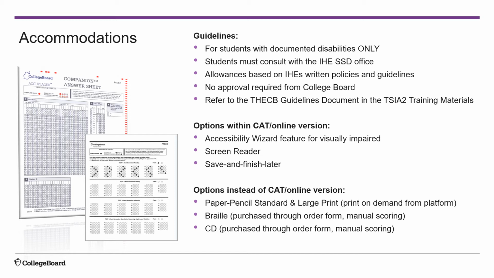On the screen, you'll see some of the things that can be given to students in terms of necessary accommodations. These include an accessibility wizard feature for the visually impaired, screen reader, save and finish later, paper pencil standard in large print, Braille, or a test purchased through an order form as a CD with manual scoring.